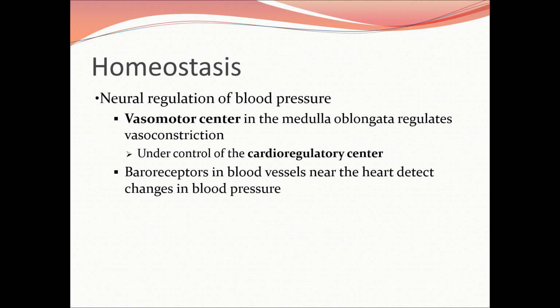For the neural regulation of blood pressure, the vasomotor center in the medulla oblongata regulates vasoconstriction. It is under the control of the cardioregulatory center. Baroreceptors in the blood vessels near the heart detect changes in blood pressure.